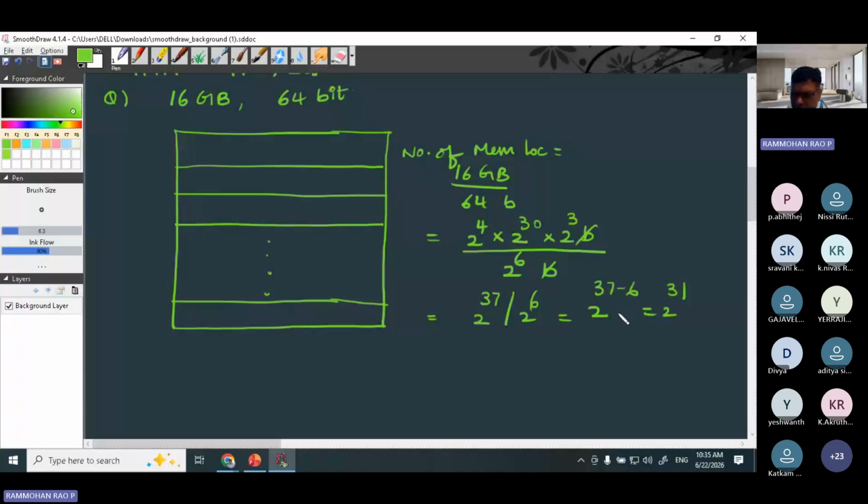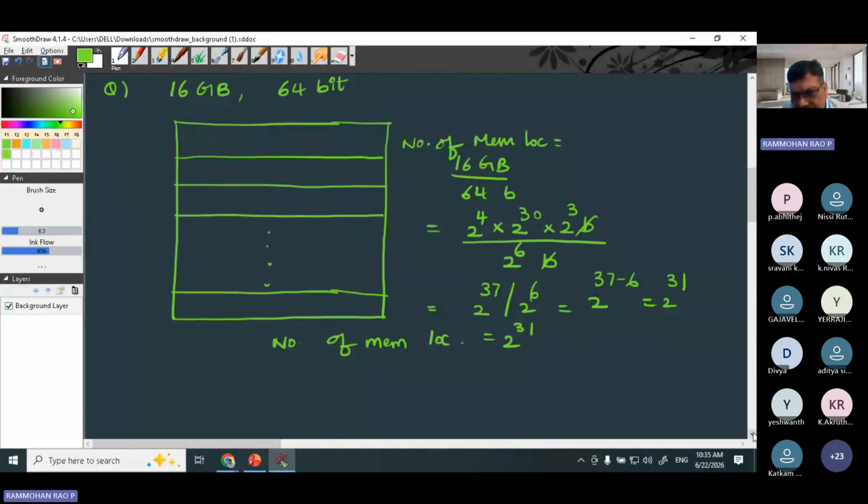How many memory locations do we have? Number of memory locations are 2 power 31. So how many bits do I need to give a unique address to every memory location? Each memory location is 64-bit. That is different. But how many memory locations did we get? We got 2 power 31 memory locations. For every memory location, I should give a unique, different address.